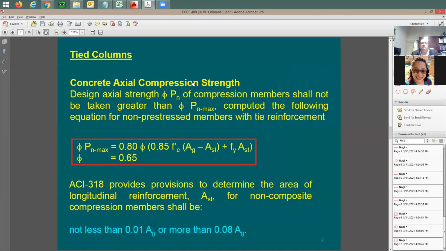Here is the equation for tied columns for the compressive strength. This equation says phi Pn. Phi Pn is going to be the axial column strength. It's going to be equal to the following. It says here 0.8. It's like a constant. And the reason that we have this constant is, if you look at any column, I'm sure there should be some additional moment that comes with the column. You cannot just have pure axial load.